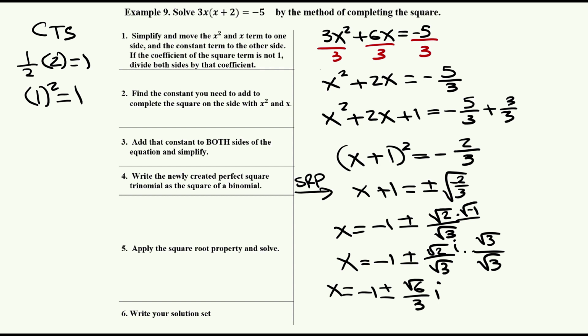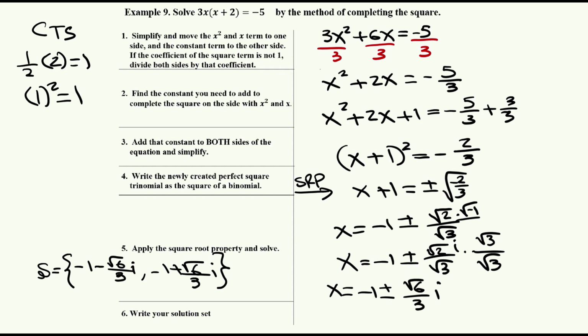As far as standard complex form is concerned, this is perfect. So we can go ahead, let me go over here and write it. So we get x equals -1 minus square root of 6 over 3 i, comma, -1 plus square root of 6 over 3 i.